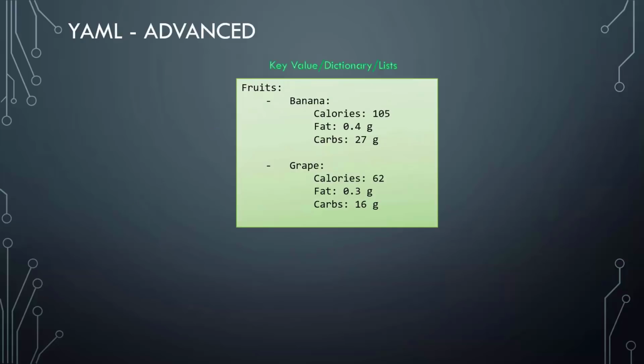Let's take it to another level. You can have lists containing dictionaries containing lists. In this case, I have a list of fruits and the elements of the list are banana and grape. But each of these elements are further dictionaries containing nutrition information.